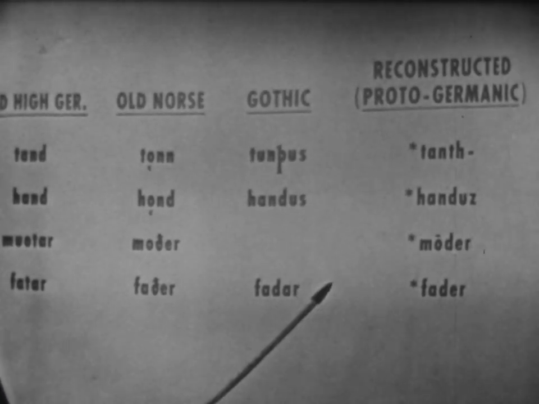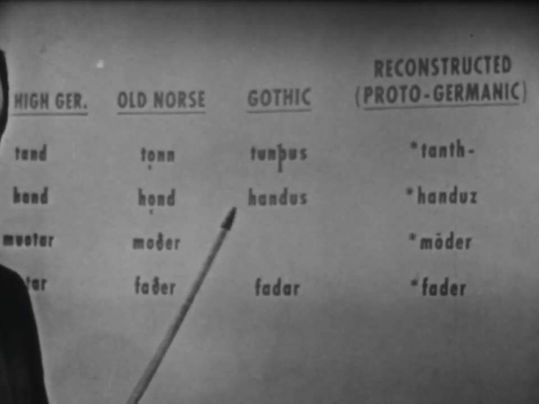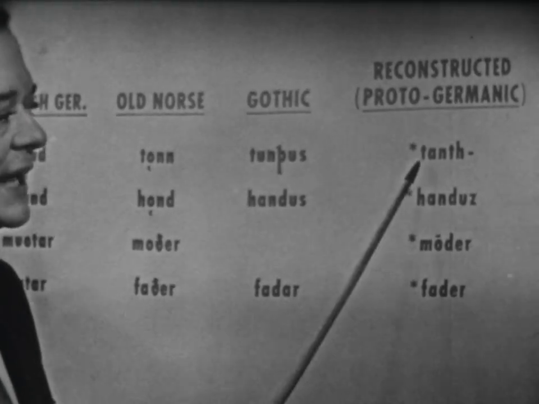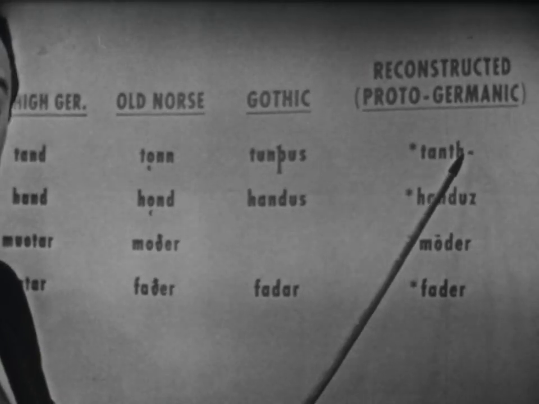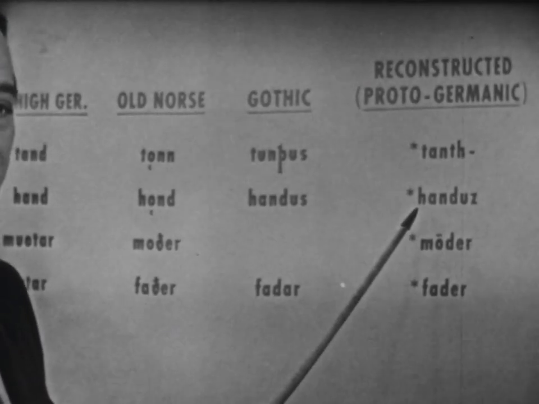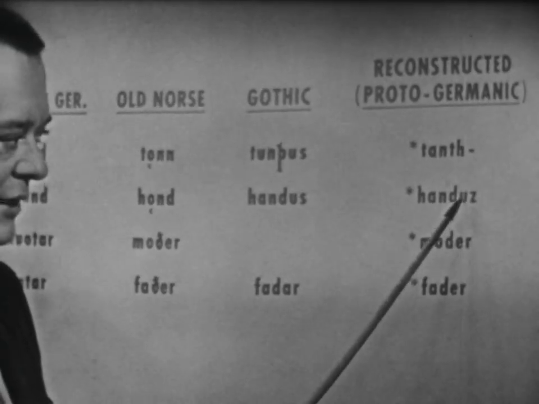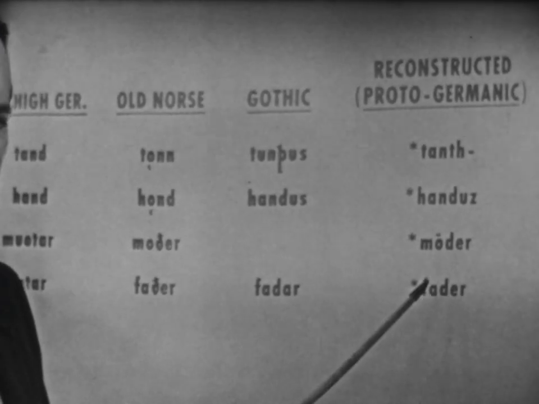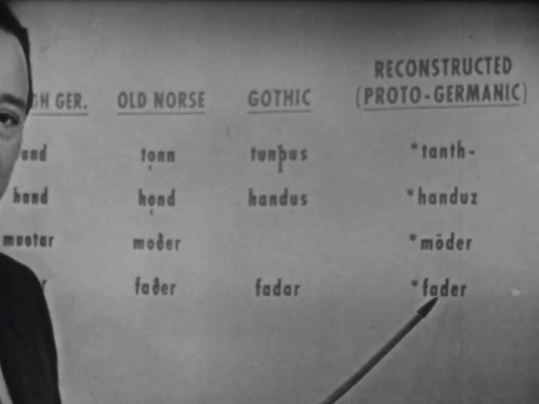And here is how it was reconstructed, systematically, through correspondences. In other words, the word for tooth must have been something like tanth. It had an ending on it. Because we don't know exactly what the ending was, we leave a little dash there. Handus is pretty close to the form it must have been. We will put the ending right on there, and motor was the word. It must have sounded quite like that. Not exactly, of course, but quite like that, motor and father.